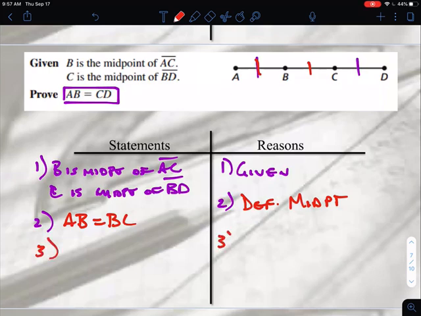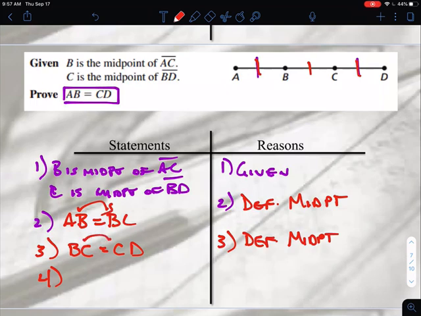For the next step, I can say then, because C is a midpoint, I can say BC and CD are the same. Again, definition of midpoint. And then my last step, AB led to BC, BC led to CD, so AB equals CD by transitive.